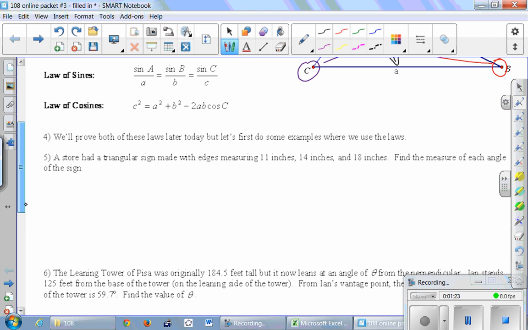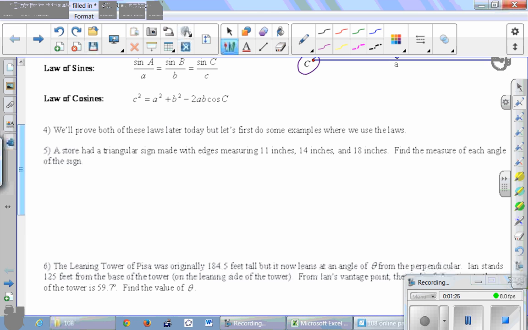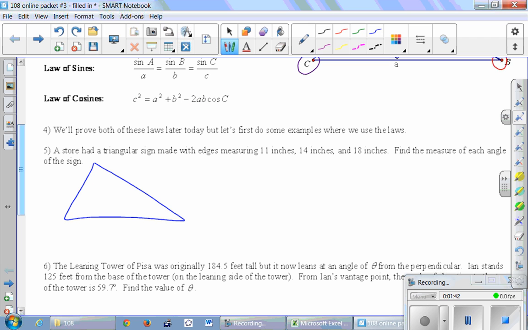4. We'll prove both of these laws later today, but let's first do some examples where we use the laws. 5. A store had a triangular sign made with edges measuring 11 inches, 14 inches, and 18 inches. Find the measure of each angle of the sign. Okay, so let's start by drawing a diagram. So we've got a triangular sign, 11 here, 14 here, 18 here, roughly to scale, but not really worried too much about that. And we want to find the measure of each of the angles of the sign.